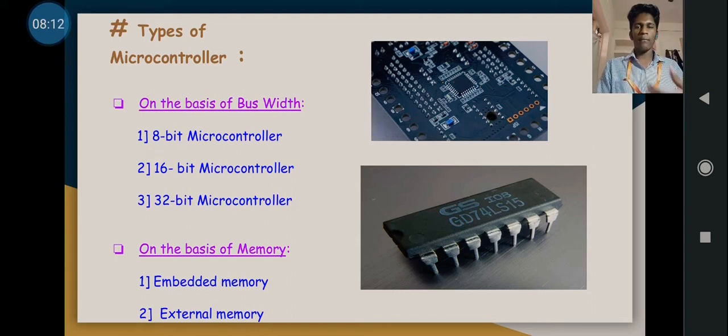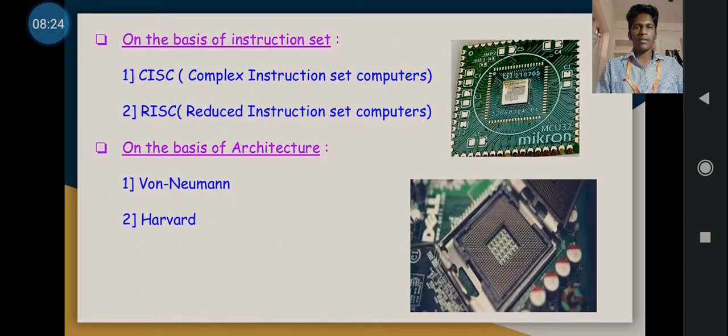Generally, most microcontrollers have embedded memory systems. That's why they are more efficient, whereas very few microcontrollers have external memory, where the memory has to be connected externally. The next is on the basis of instruction set. There are two types: CISC, complex instruction set computers, and RISC, reduced instruction set computers.